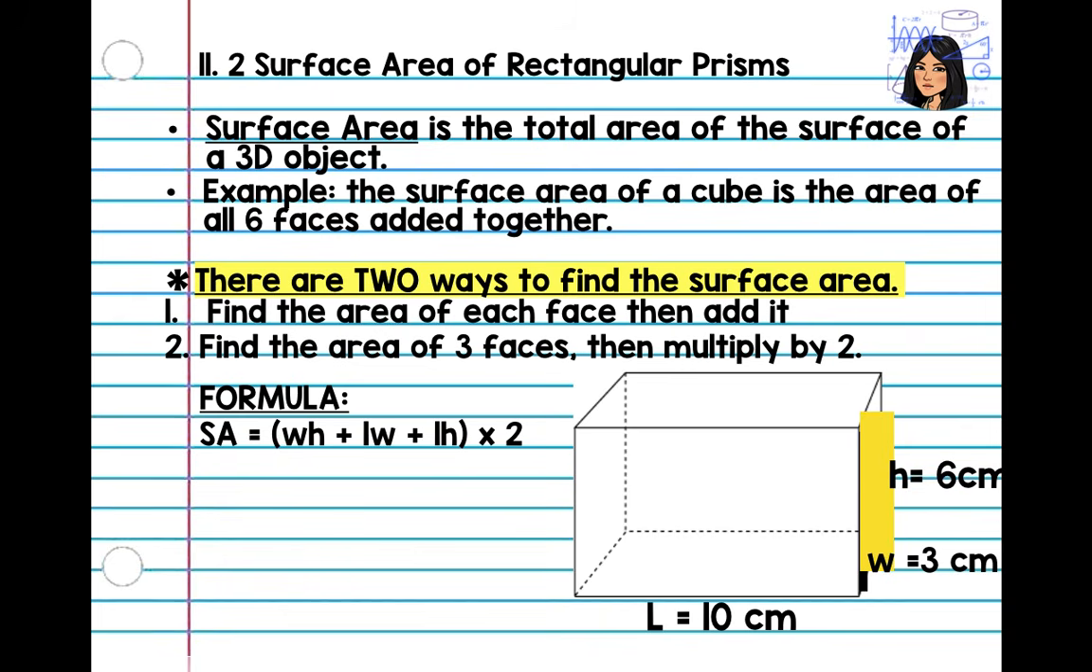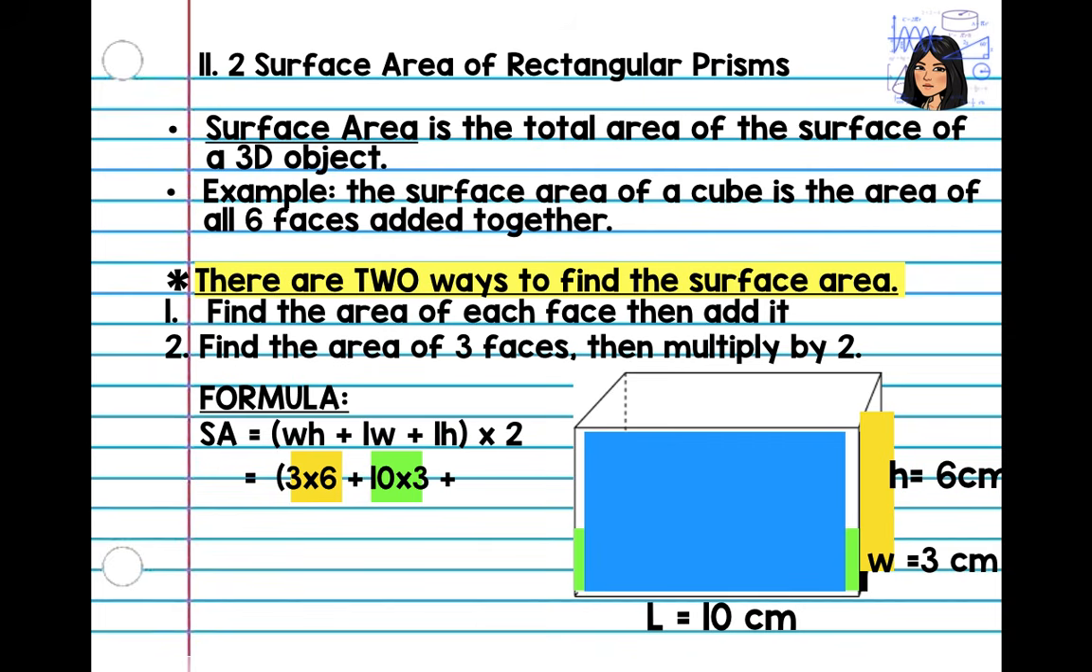Okay, so the first thing we're going to find is the side here, the yellow side. So let's look at width times height. We have 3 times 6, or 6 times 3. It's the same thing. Then you're going to add it. The next one, we're going to go for green. So how do you find the area of this bottom? It's going to be 3 times 10, or 10 times 3. Okay, and the last one, I want you to try to do blue by yourself.